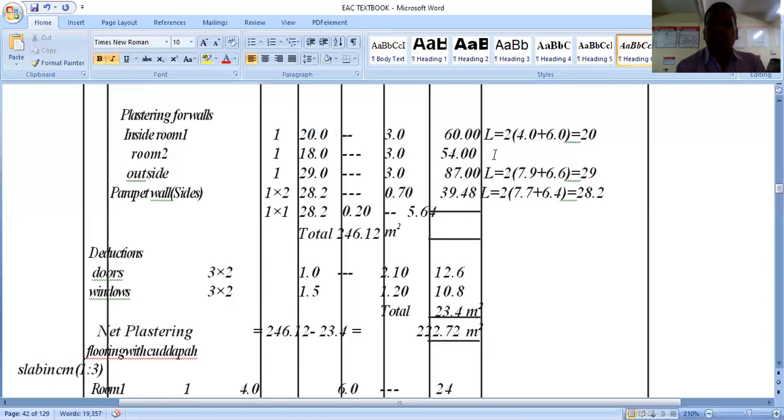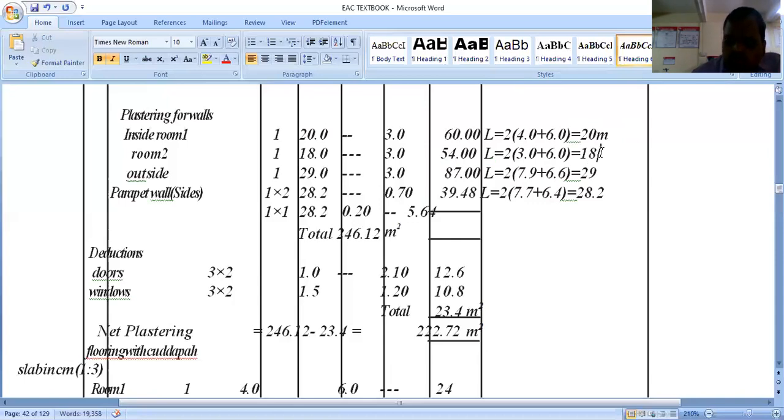Now what about room 2? For room 2, the length will be equal to twice into bracket, our length is, I think, 3 meter, plus the width is again 6 meter. Now how much will it be? 6 plus 3 is 9, and 9 into 2 will be 18 meter. So the total length of the first room will be 20 meter, whereas the total length of the second room will be 18 meter respectively.